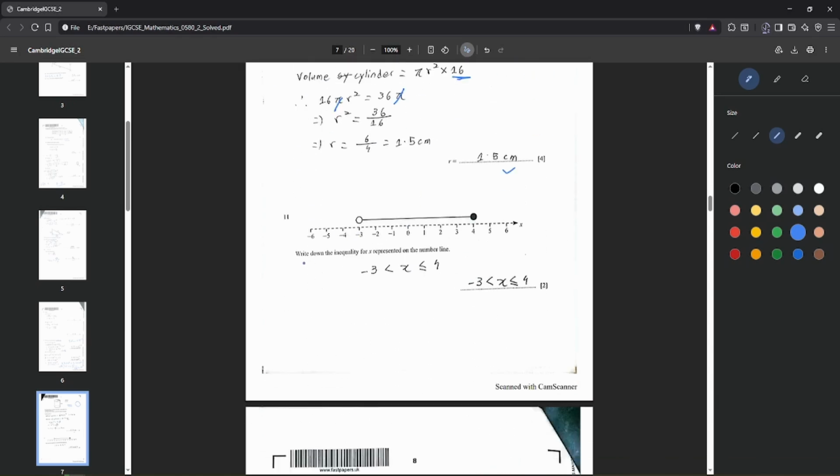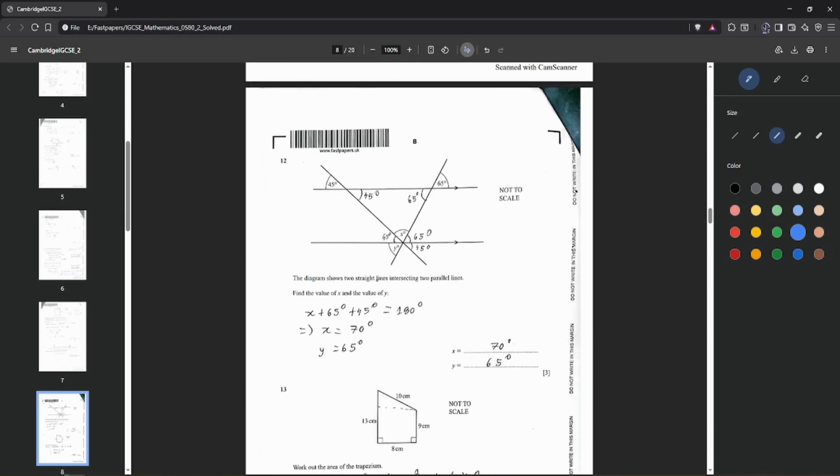Alright, next part we have an inequality. Write down the inequality for x represented on the number line. So we have a circle which is filled in and a circle which is not filled in. For the part which is not filled in, we write the less than sign, and for the part which is filled in, we write the less than or equal to symbol. So the range is -3 to 4, and the symbols will be as I just said before.